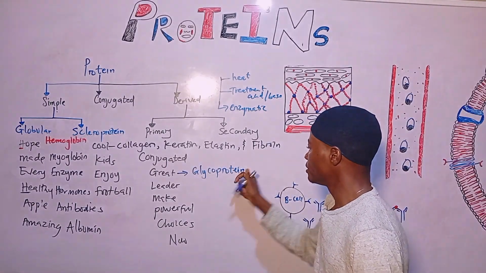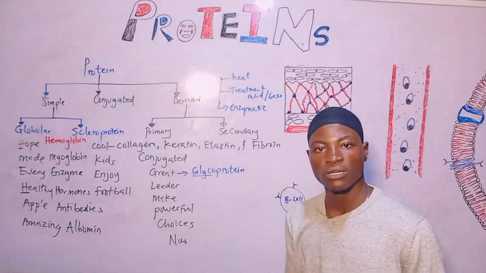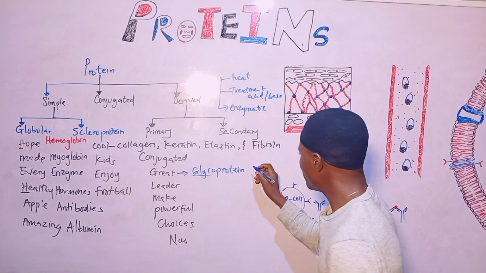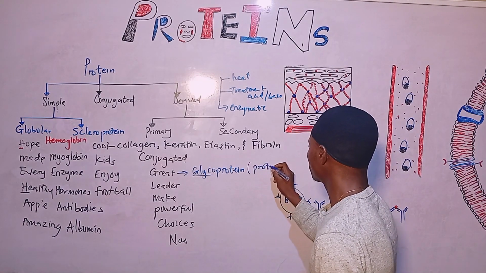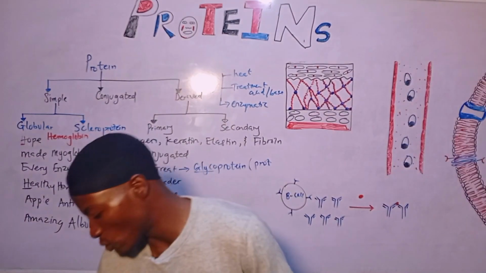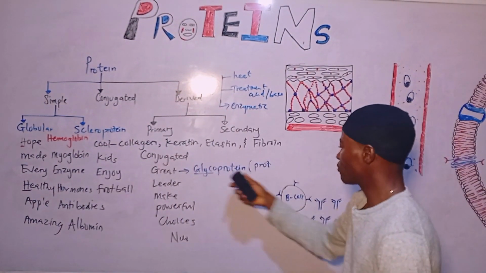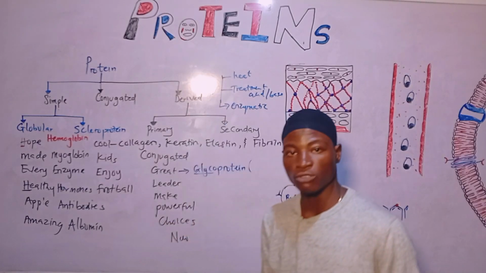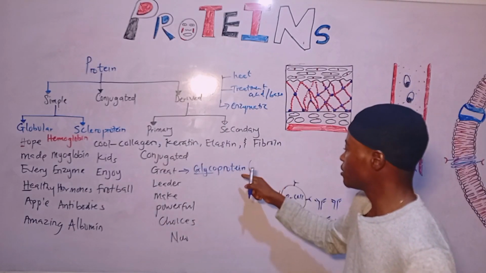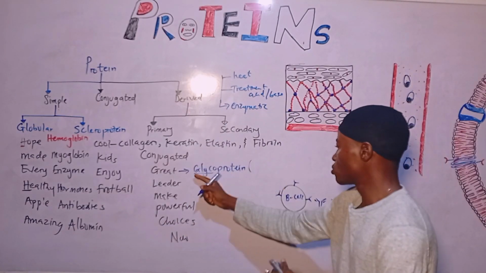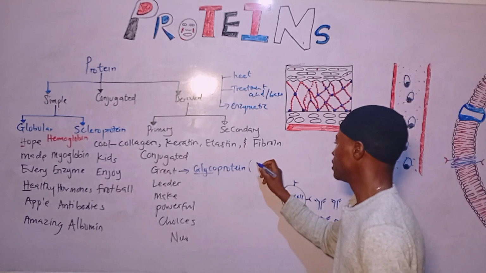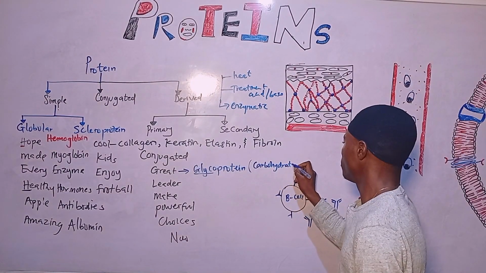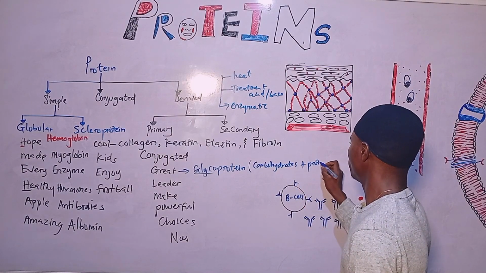So in glycoprotein, the glyco represents carbohydrate. It comes from carbohydrate, though the percentage of carbohydrate here is actually low compared to protein, because protein is the functional group. That's why we are having protein here. So glycoprotein is basically carbohydrate plus protein.